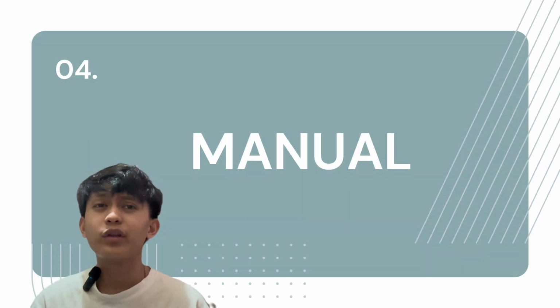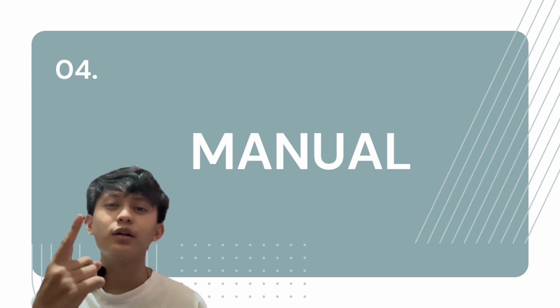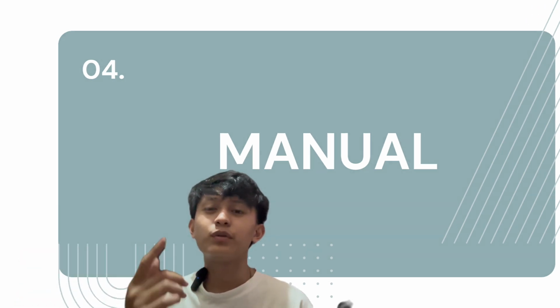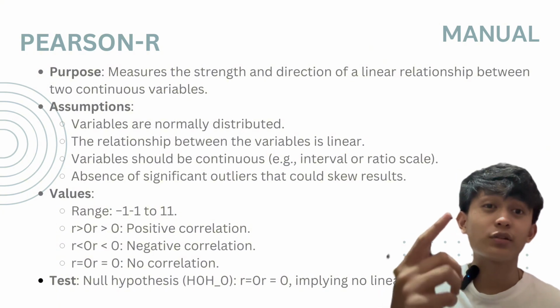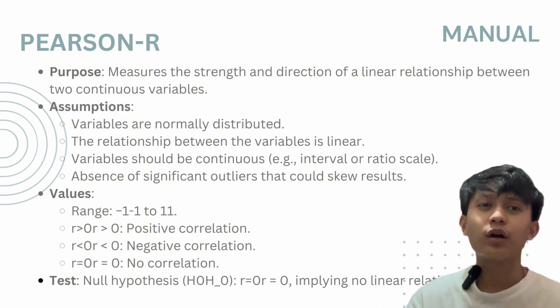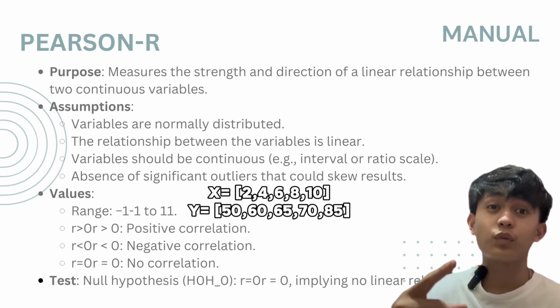Today, I will guide you through the manual computation of 3 statistical tests: Pearson R, Spearman-Rho, and the Wilcoxon Signed-Rank Test. Let's begin with Pearson R. Pearson R measures the strength of a linear relationship between two continuous variables. For our example, we have hours of study, which is x, and the test scores, which is y.